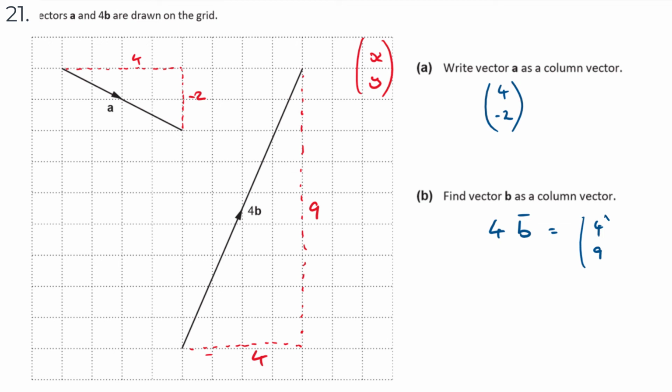4, 9 then. So the vector B by itself is going to be a quarter of that. So it's going to be a quarter of 4, 9. Which, a quarter of 4 is just 1, isn't it? So the top number is 1. Now the bottom number is going to be 9 divided by 4. I'm just going to write it as 9/4 actually. So it's 1 and 9/4.